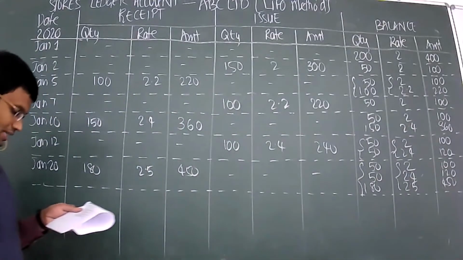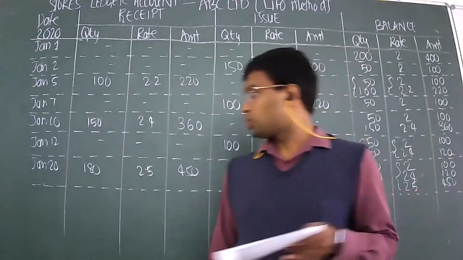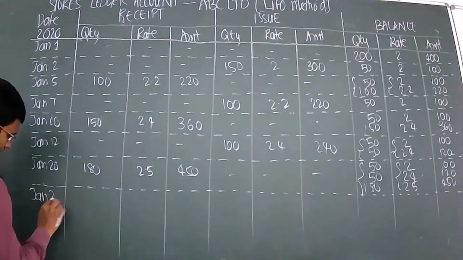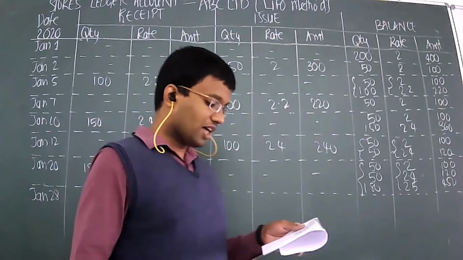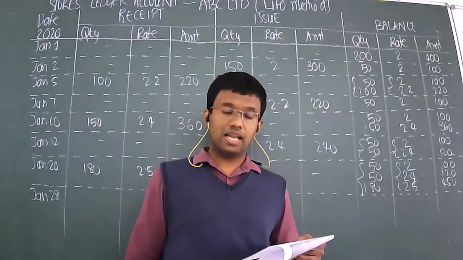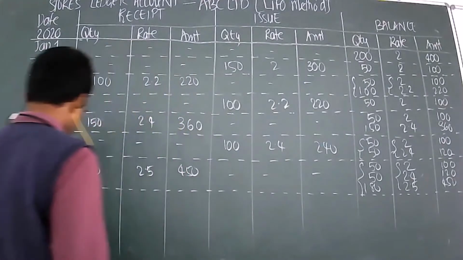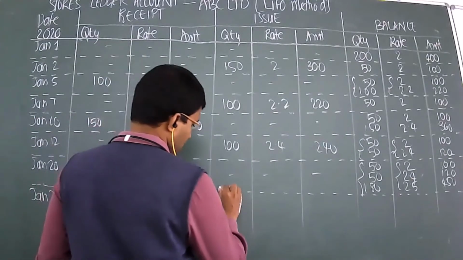Right. Now let's look at the last transaction, Jan 28th. On Jan 28th, you are asked to issue. Now, how much are you asked to issue? You're asked to issue 200 units. So 200 units, you will have to carry out an issue.